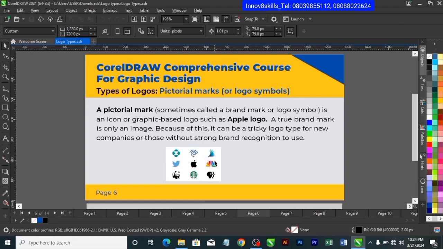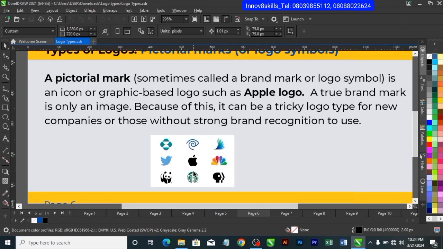But you have to be very careful, because let's assume now that your business sells shoes alone. You now decide to use a shoe to represent your brand, as your logo.